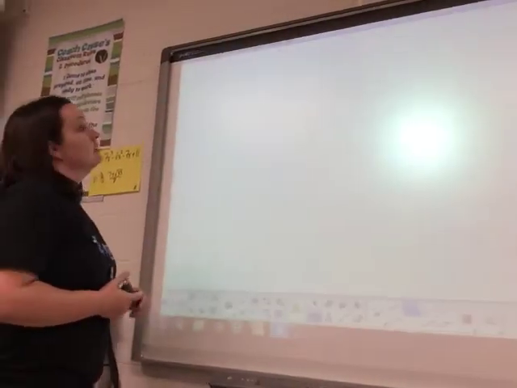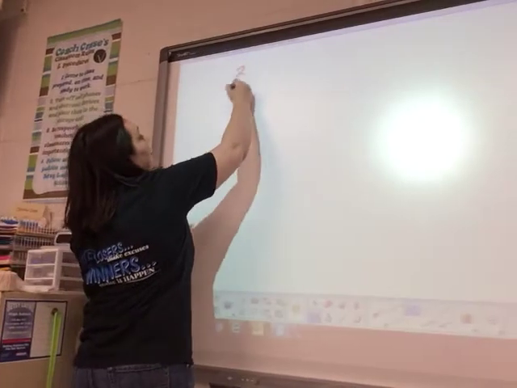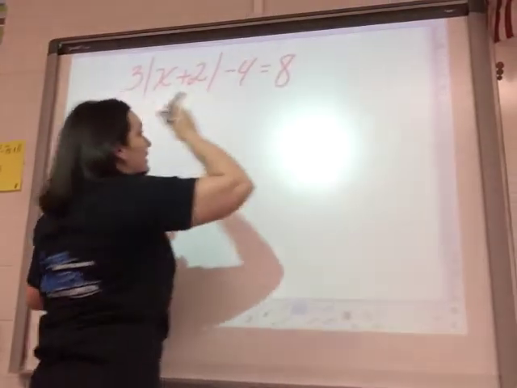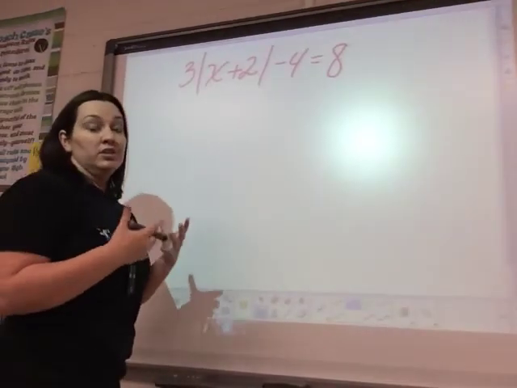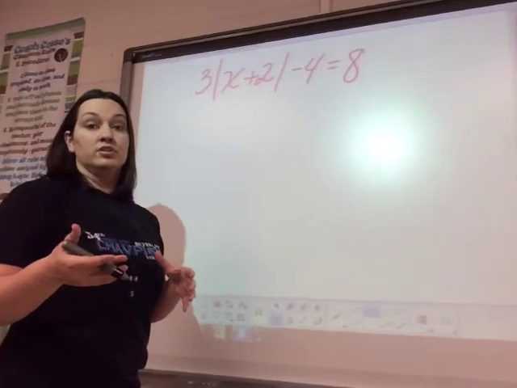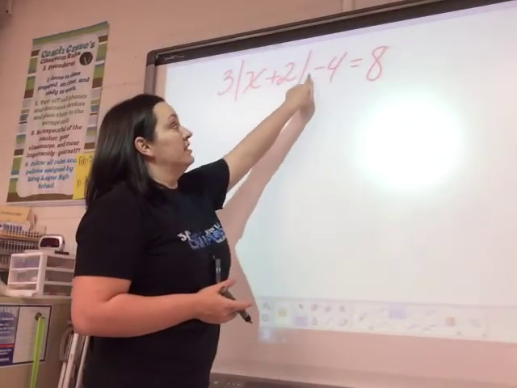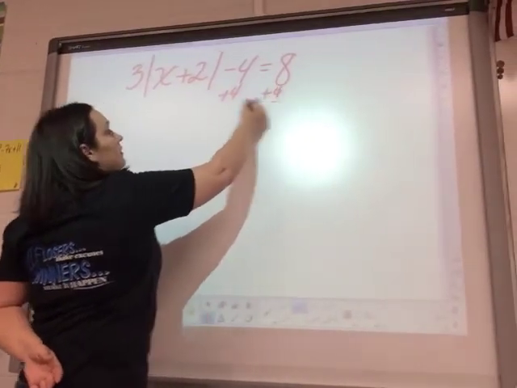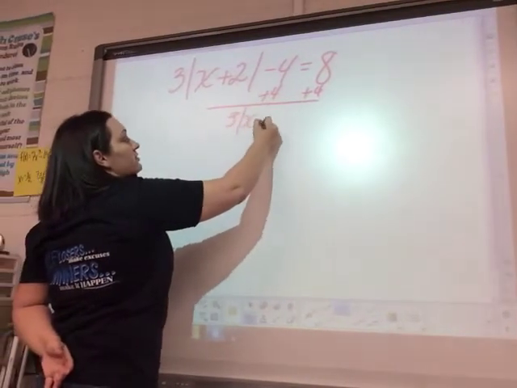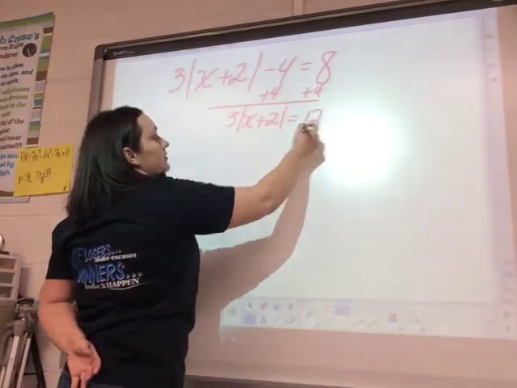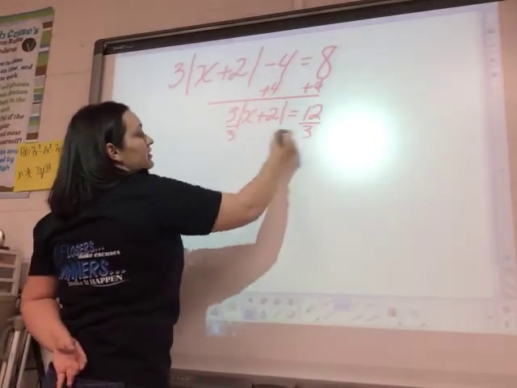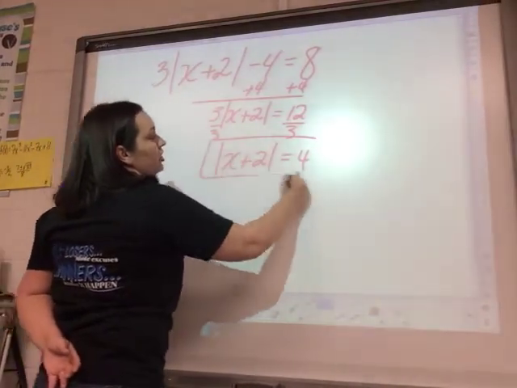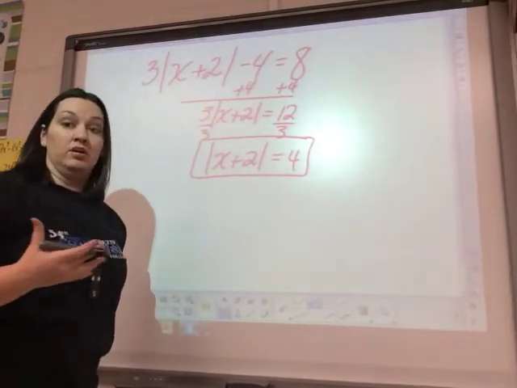Go to a new screen here. We've got our function, 3 times the absolute value of x plus 2, minus 4, equal to 8. Now again, solving an absolute value function algebraically means you have to isolate first. So you've got to get rid of this minus 4 in the back, so you have to add 4 to both sides, to get 3 times your absolute value equal to 12. Then divide by 3, to get the isolated absolute value to equal 4. This is where you have to be before you can ever solve an absolute value equation.